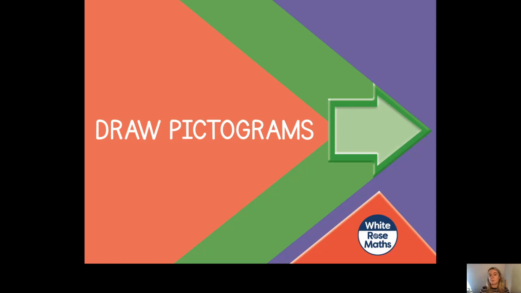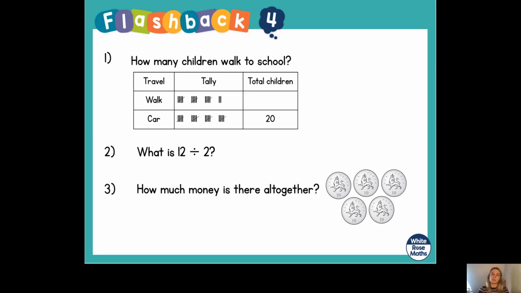Now, before we learn more about pictograms, let's warm up our brains with our flashback. So here's your flashback for today. You have 3 questions. In the first question, you have a tally chart, but you're missing the total number of children that walk to school. So could you have a look at the tally chart and work out how many children in total walk to school? Then number 2, what is 12 divided by 2?